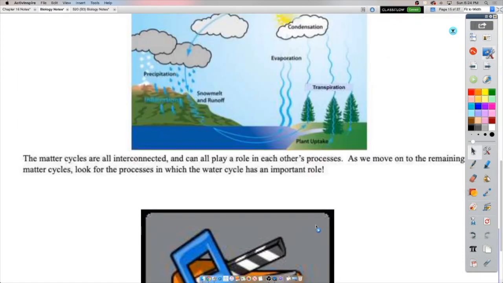So I just want to give you a bit of a heads up as we go through all of the matter cycles. I want you to be looking at ways that the water cycle, and all of them really, but especially the water cycle, because water is so important and so connected to all life, okay? Notice how it pops up and is a part of the other cycles as well. So the matter cycles are all what we call interconnected, right? You can't really separate them. They affect each other. They play a role in each other's processes. Okay, so as we move on to the remaining matter cycles, because we're already finished with the water cycle, I want you to look for the processes in which the water cycle has an important role. Every time that happens, say, hey, that's the water cycle popping up.